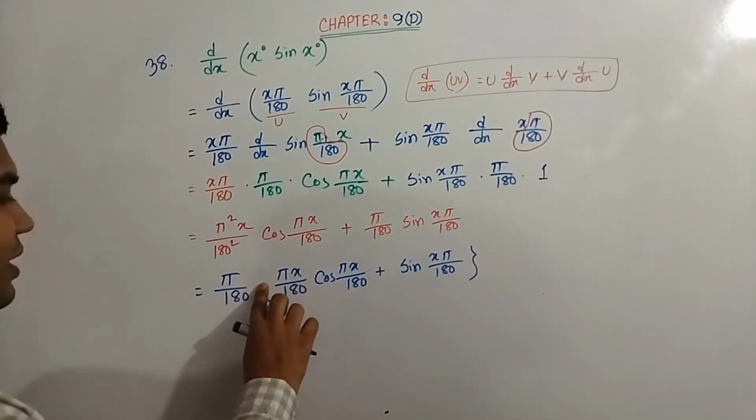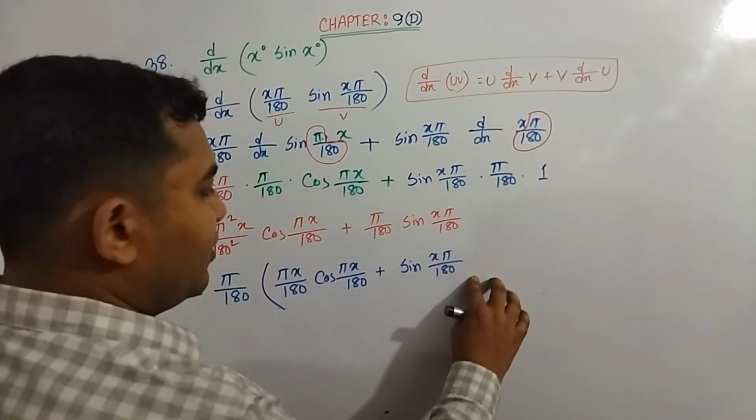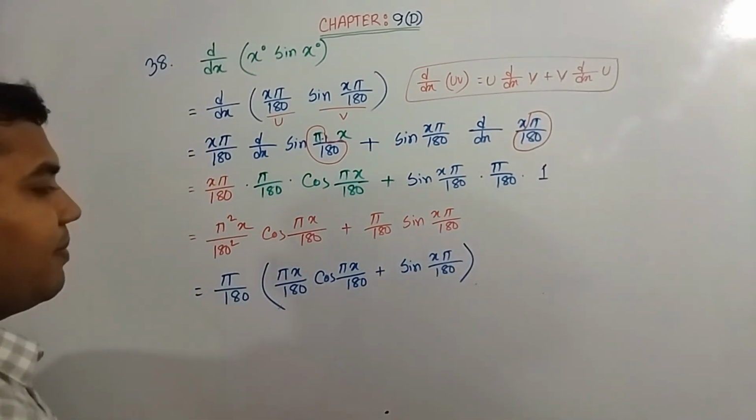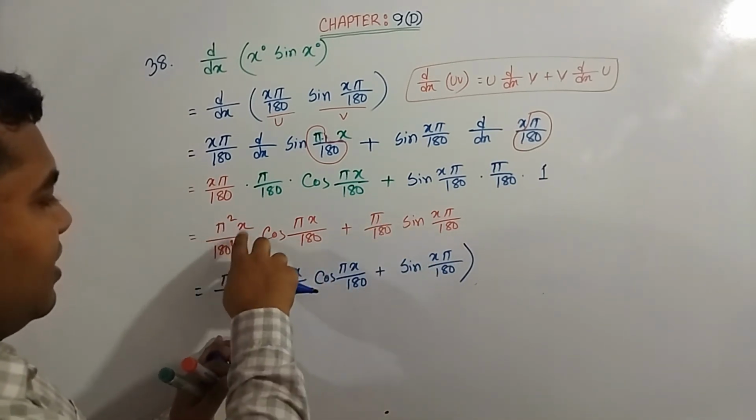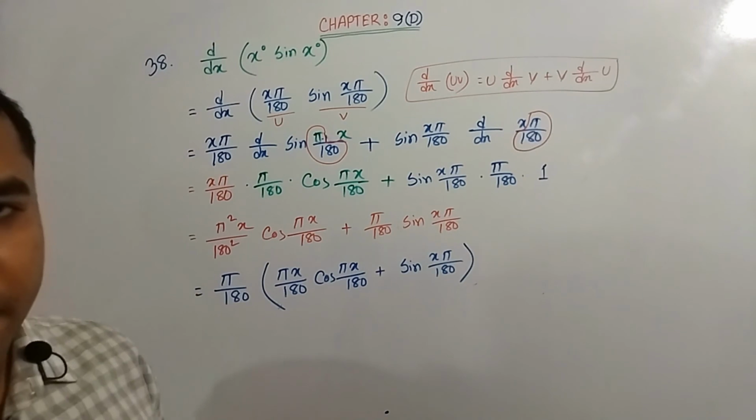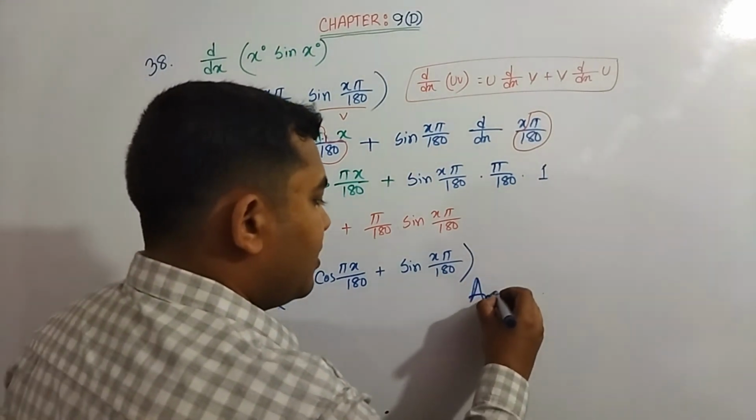It can actually be the first bracket, no need to go for a third bracket or second bracket. It will be very good if we just take pi by 180 common, then pi x by 180 into this. So that's our required answer.